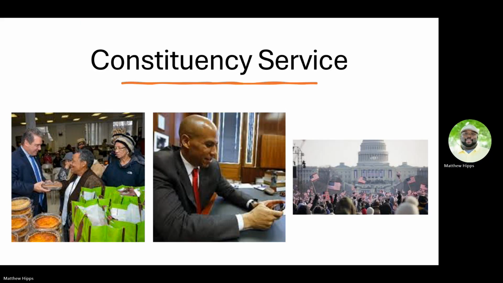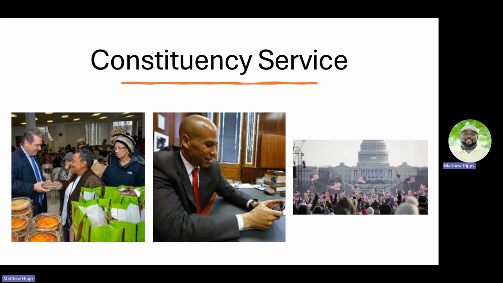Finally, there is constituency service. The constituent service function of Congress involves non-legislative activity, so they're not making law, but members and staff act as sort of go-betweens between the citizens and federal agencies. So this is folks handling issues within agencies like Social Security or Veterans Affairs, facilitating federal grants that get money for their local communities, conducting site visits.